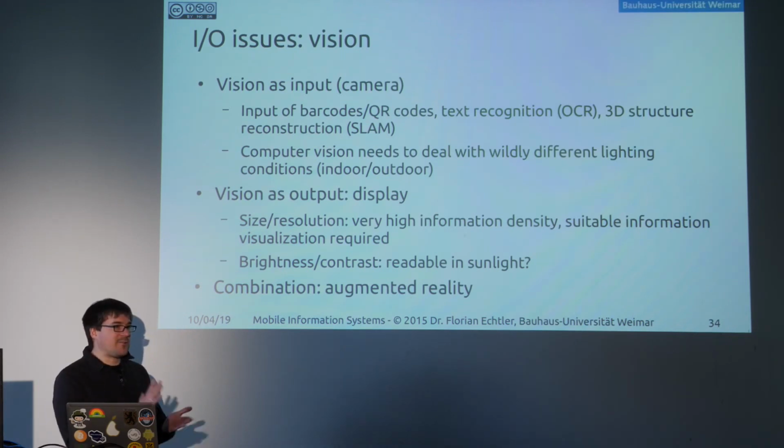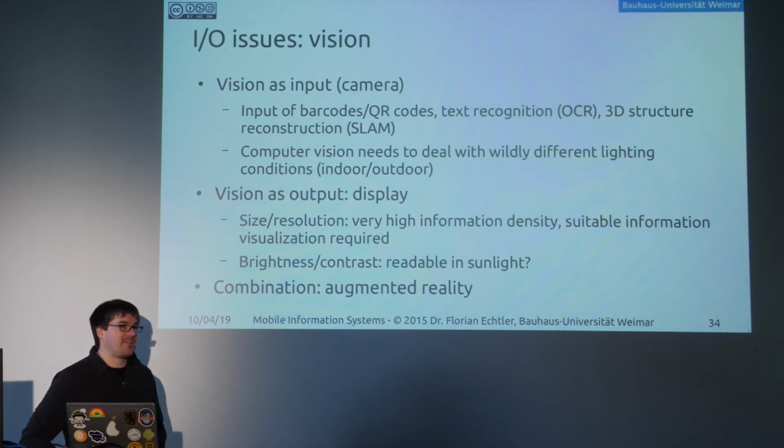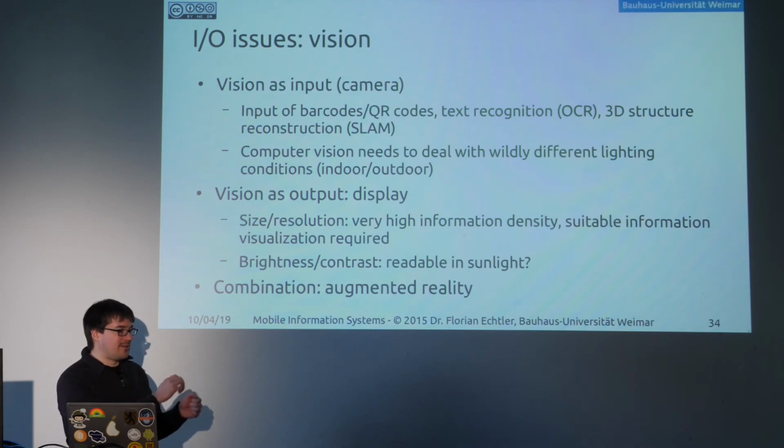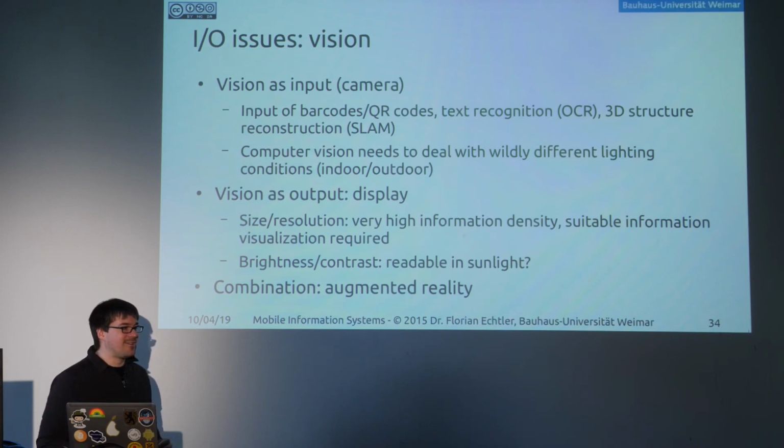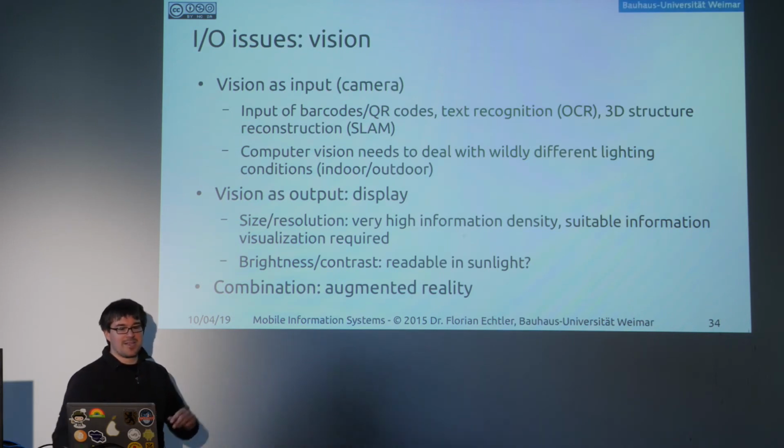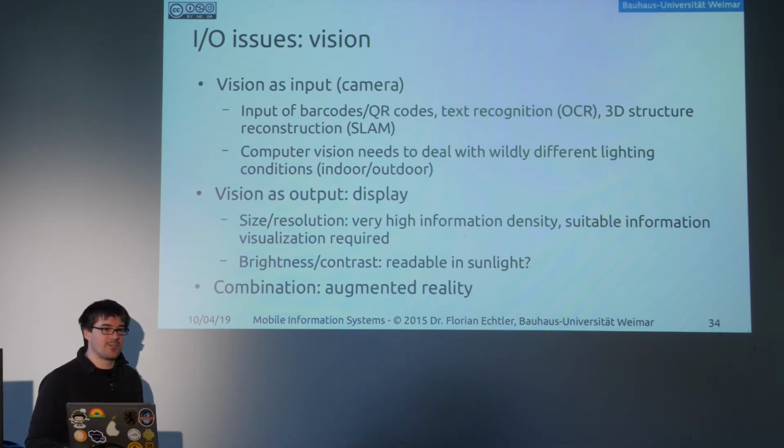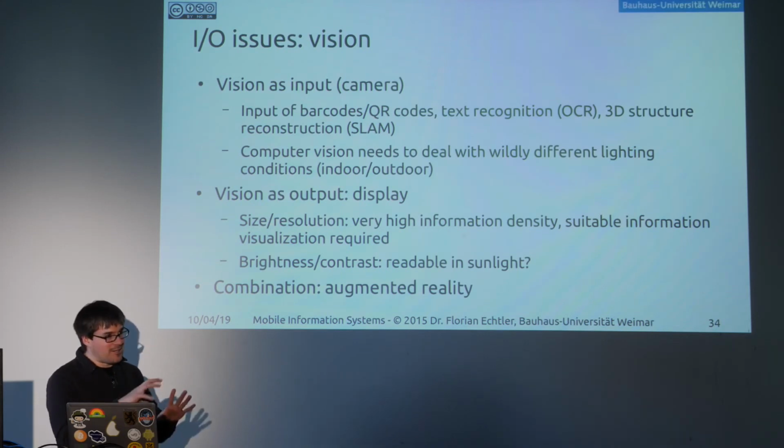And last but not least, if I basically combine both visual input and output into one application, then I'm getting something like augmented reality. For example, like the Google Translate app, where you can look at a bit of text in a foreign language, and then ideally inside the camera image, it's translated into a different language, which you then can read directly in the image.